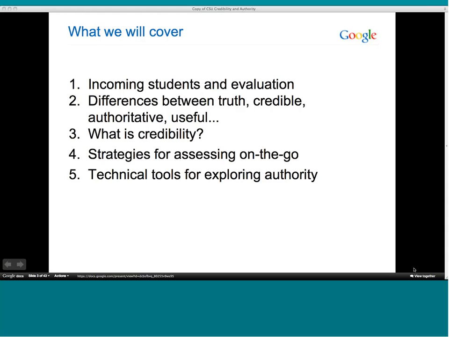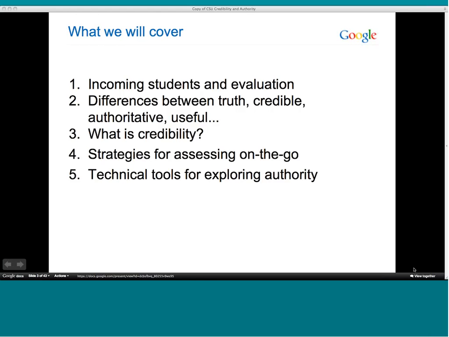So let's see. I want to talk about what we're going to cover today. We're going to go through several steps. As academics in a university setting, you already have a lot of training in authority and what authority looks like in your field. So I spent a long time thinking about what would be the most useful to share with you today. I thought, first of all, I'd share with you what I hear from students and teachers and librarians in the K-12 setting about what they think about when it comes to credibility and authority and evaluation and what they're taught, what they're talking with students about.